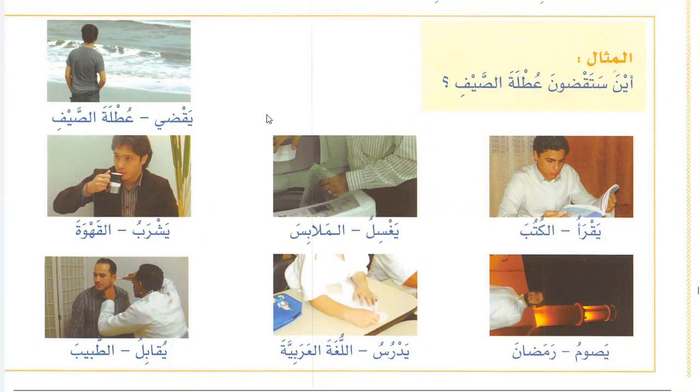Yakdi means he spends. Takduna, you all spend. So basically you are making second person plural masculine. Jama mukhatib muzakkar. So yakrao means he is reading. Takrau, you are reading. Takrauna, you all masculines are reading. Yaghsilu, he is washing. Taghsilu, you are washing. Taghsiluna, you all masculines are washing.